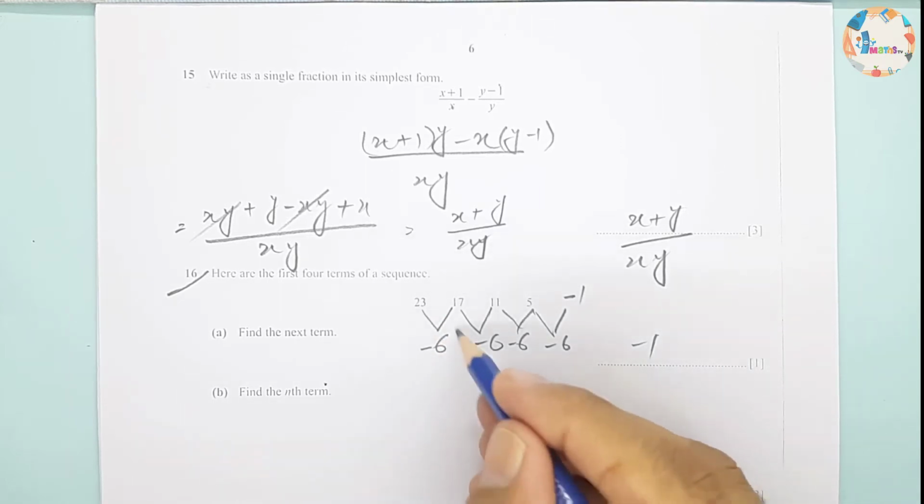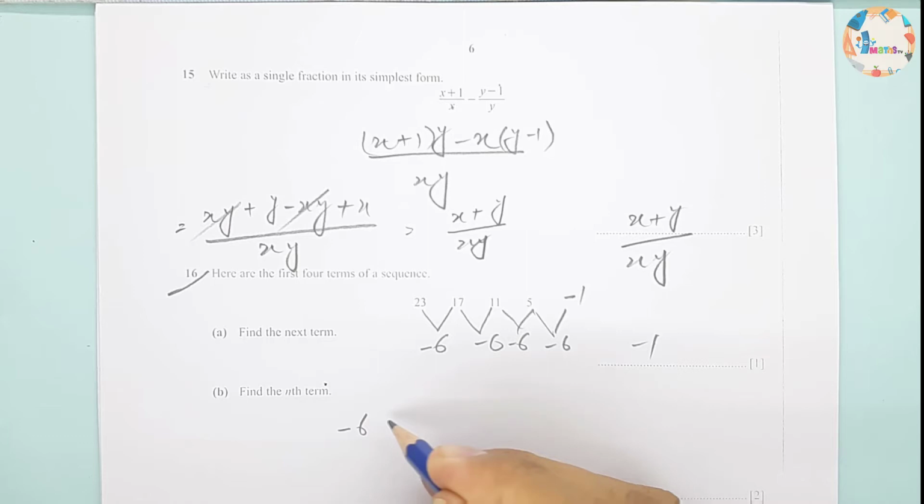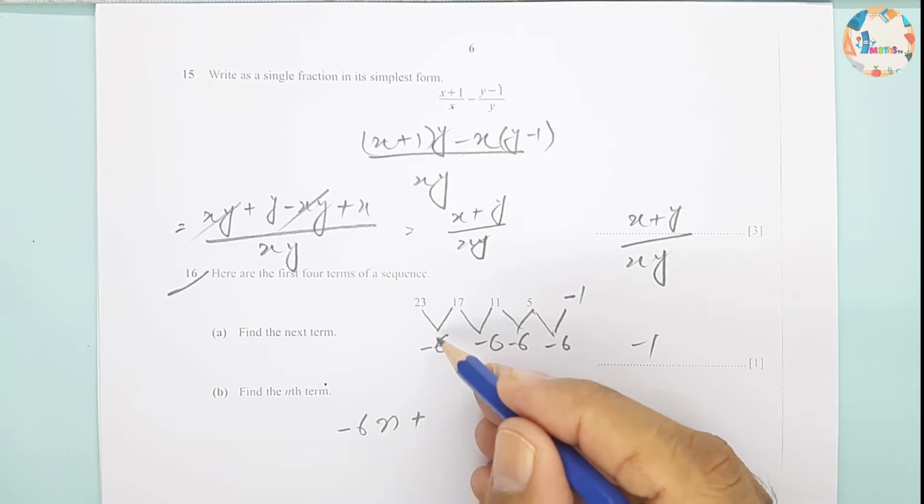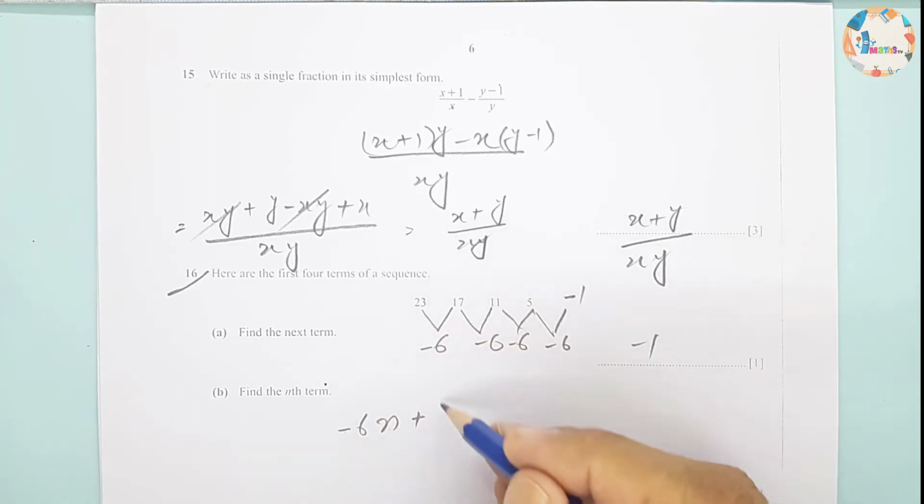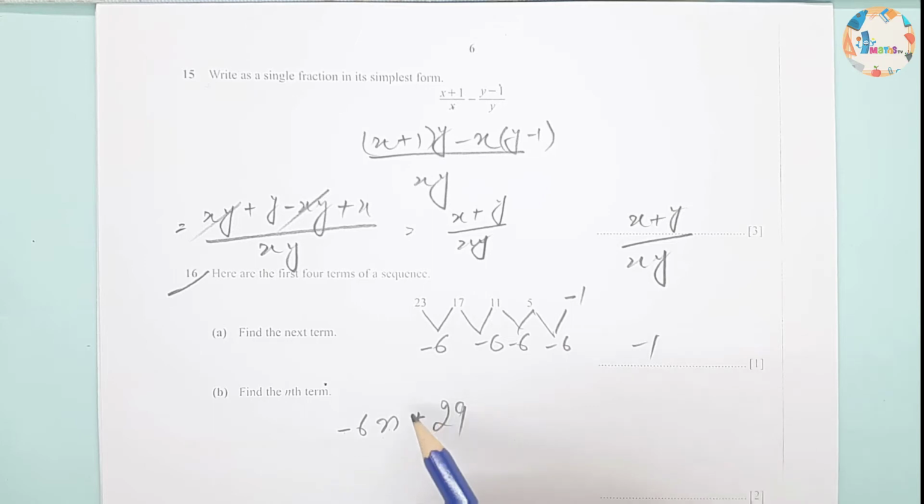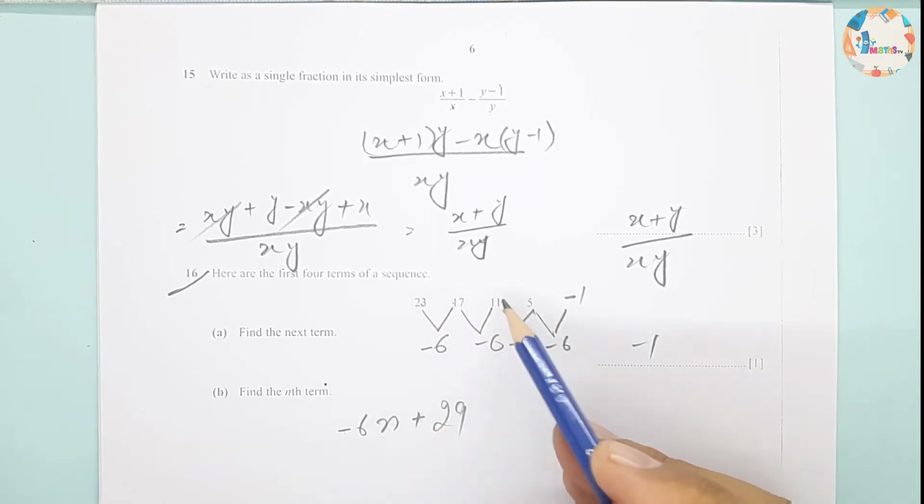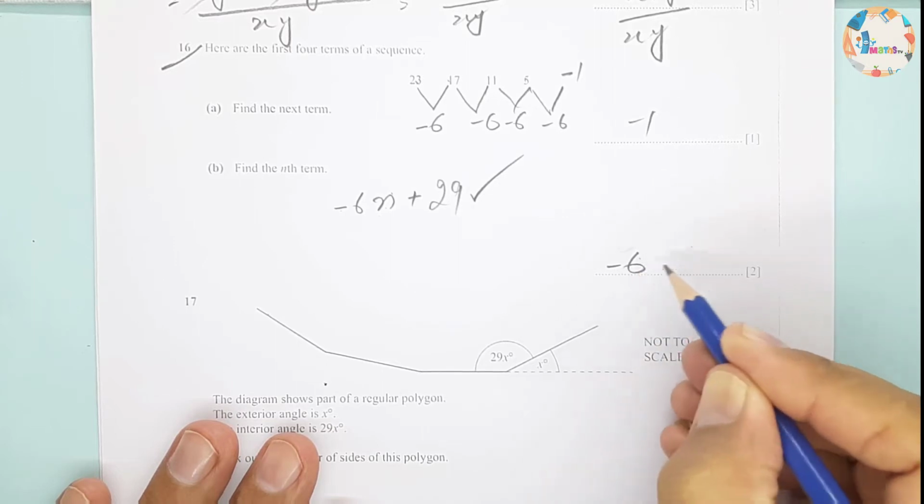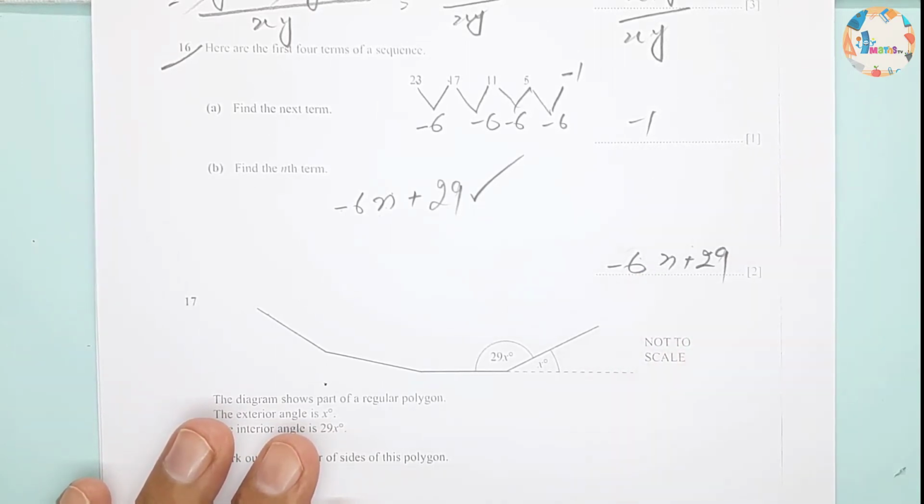Find the nth term. So the difference is minus 6, so we can write minus 6n, and plus, if we check for the first term n is equal to 1, we will get minus 6 plus 29. Now if we check for n is equal to 4, it will be minus 24 plus 29, which is 5. So this formula is working. We can write minus 6n plus 29 as the answer.